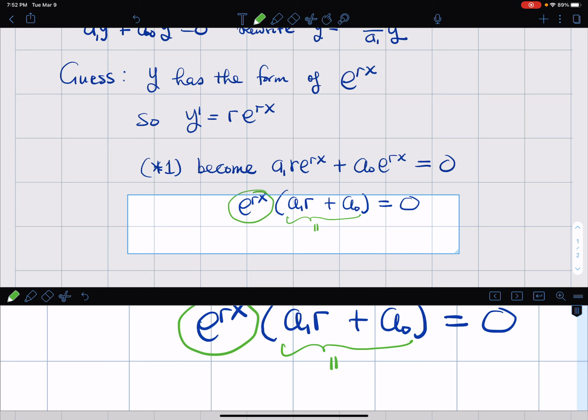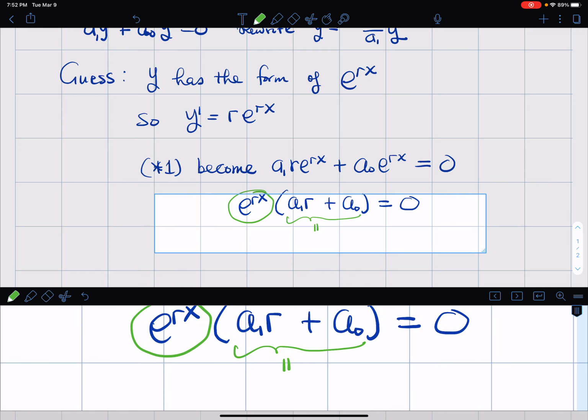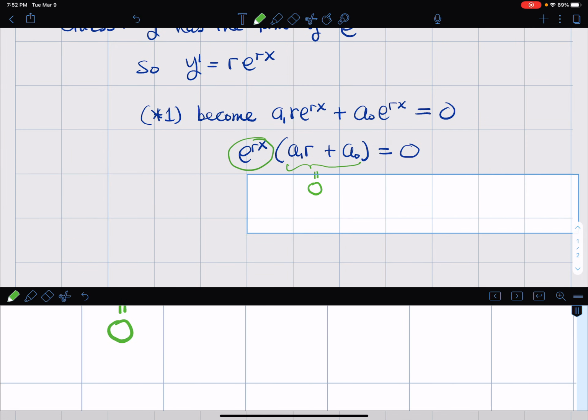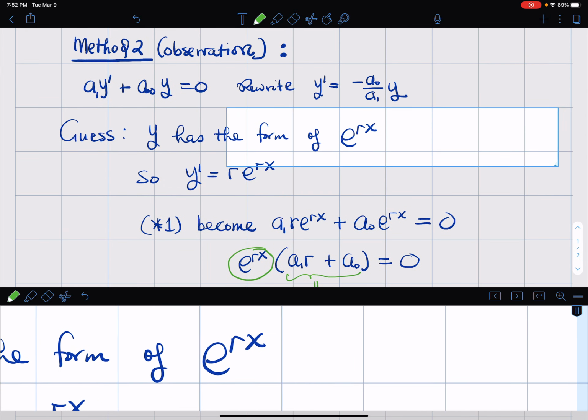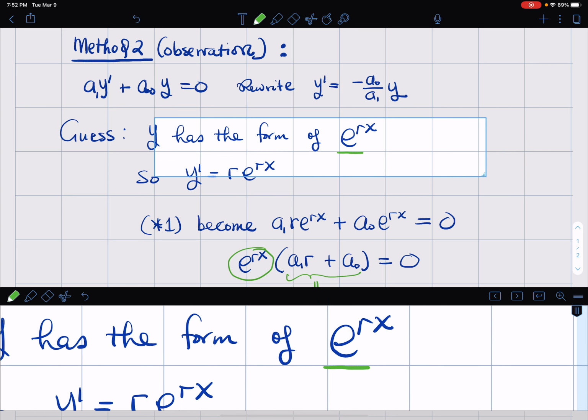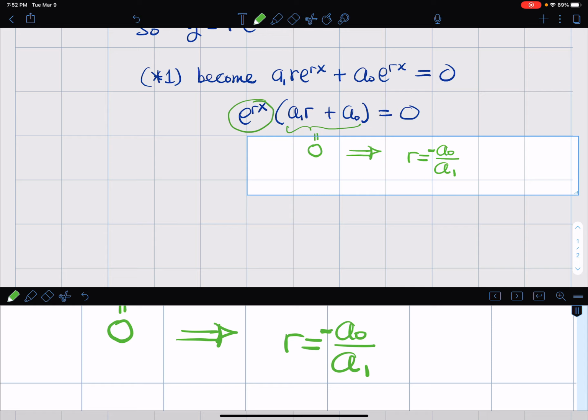This must be equal to 0 because the product of this quantity and e to the rx is equal to 0, and we know that e to the rx is never equal to 0. So this quantity has to be equal to 0. And if it's equal to 0, it tells us that r is equal to negative a0 over a1. So what do we have? We said that y has the form e to the rx, and then we now found out that r is negative a0 over a1.